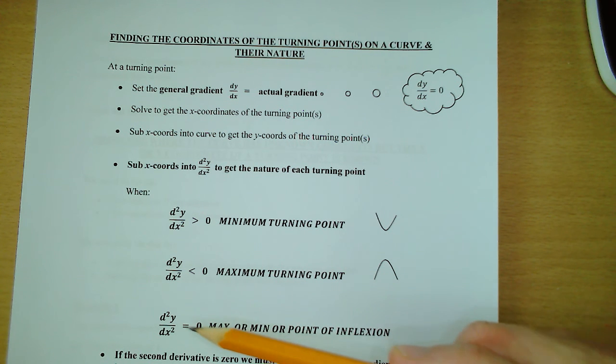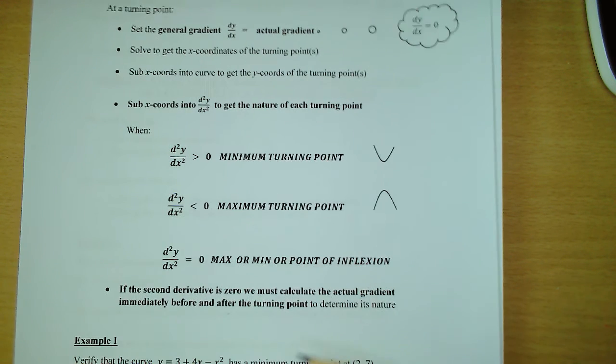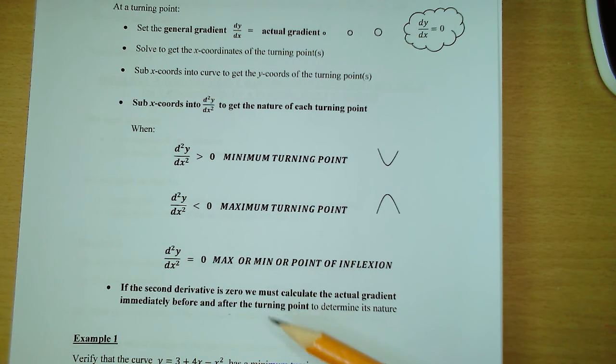If the second derivative is equal to 0, well, that's bad news because it's inconclusive. In other words, that's telling you it could be a maximum or a minimum or a point of inflection. So what do you actually do if the second derivative is 0? Well, you have to calculate the actual gradient immediately before and after the turning point to determine its nature. And we'll talk more about that when we do example 2 very shortly.